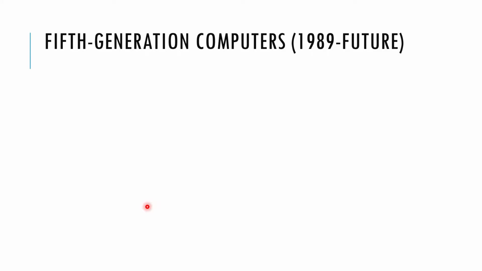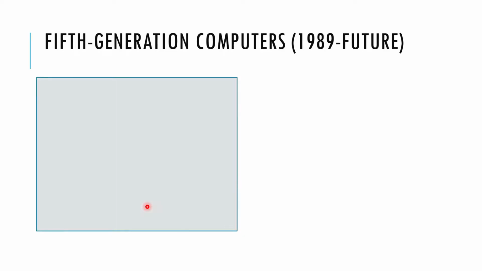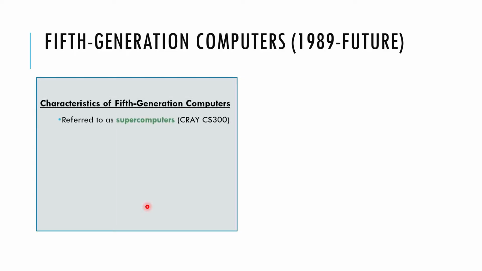Now let us discuss the fifth generation computers. They are known as the supercomputers and the examples are Cray CS 300. So these supercomputers have very high storage capacity, extremely high speed and the ability to carry out highly sophisticated operations such as weather forecasting. They are based on the ULSI, ultra large scale integration technology.